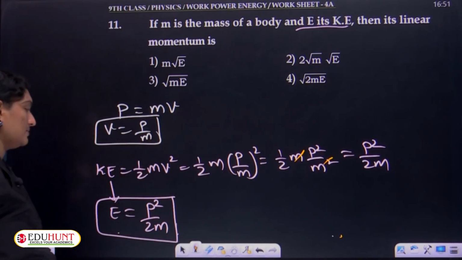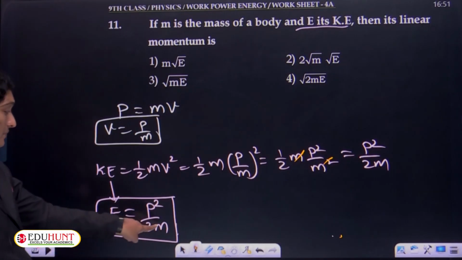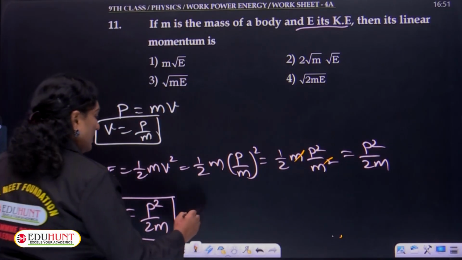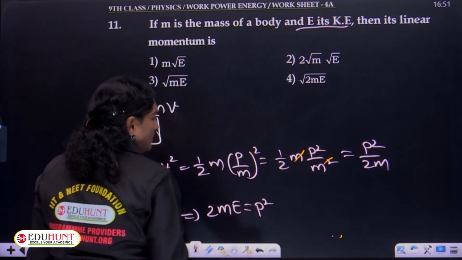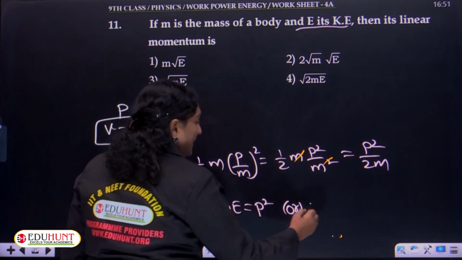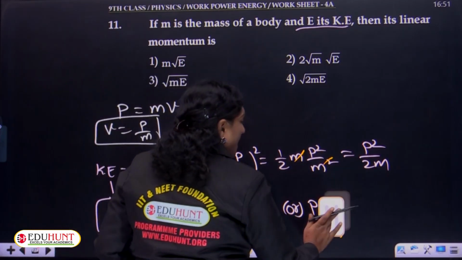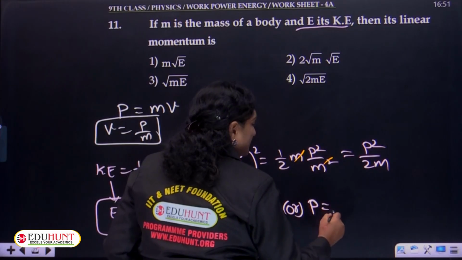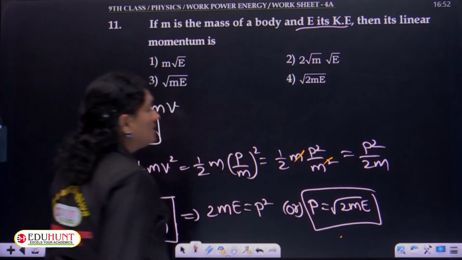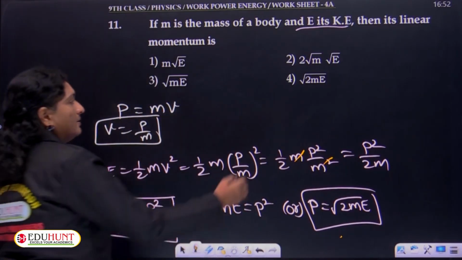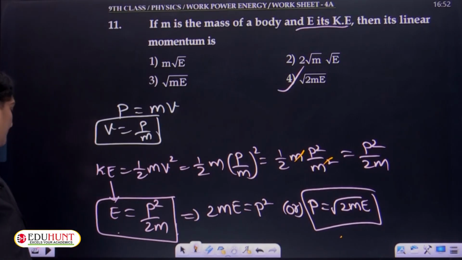The relation between kinetic energy E and momentum P is this. Bringing the 2m here, we have 2mE equals P square, or P can be written as, P square is this value, means P equals under root 2mE. Therefore, the fourth option must be true, under root 2mE.